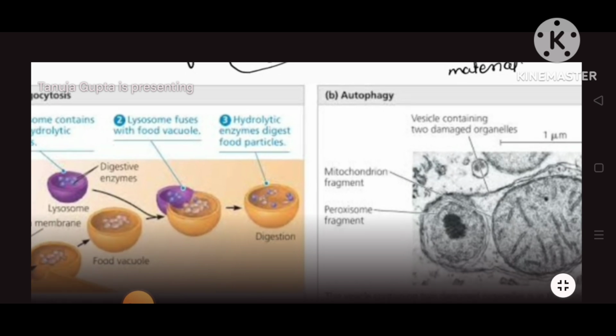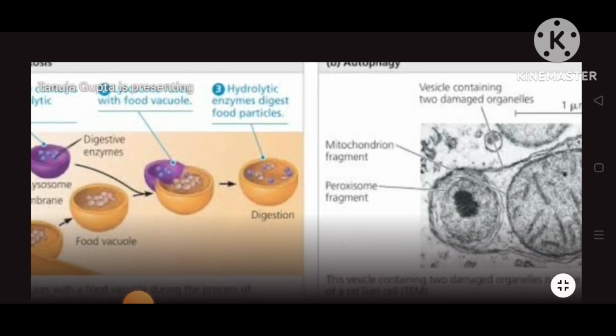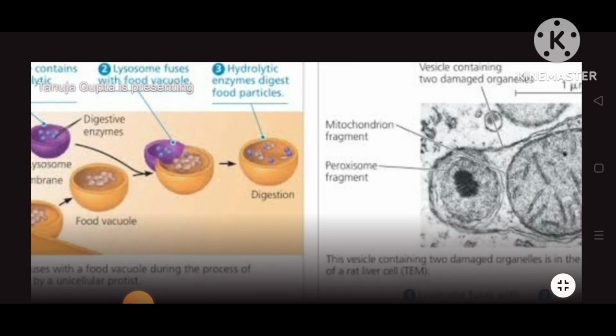Let's have a look at how phagocytosis is going on with this diagram. Otherwise I have told you this one. So what is happening? See, lysosome contains active hydrolytic enzymes, right? The food is taken inside. Our plasma membrane makes such a bulging inside. This is how the food is taken inside.